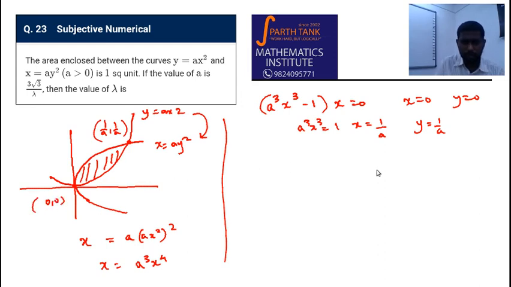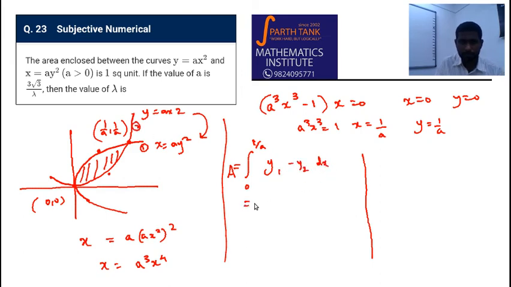So the integration is straightforward. You have to integrate this curve minus this curve between limits 0 to 1 by a. So the area is given by the integral of y1, let us call this 1 and this 2, y of 1 minus y of 2 dx. So that would become, this curve's y is root x by root a, and this curve's y is ax squared.